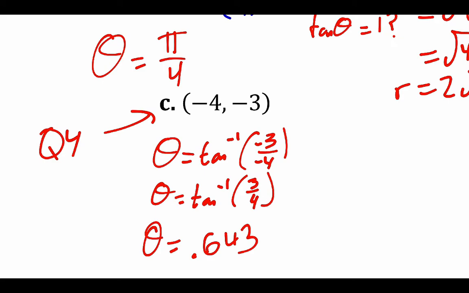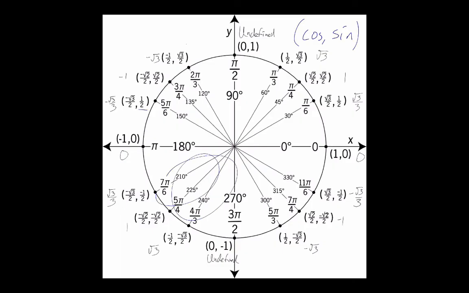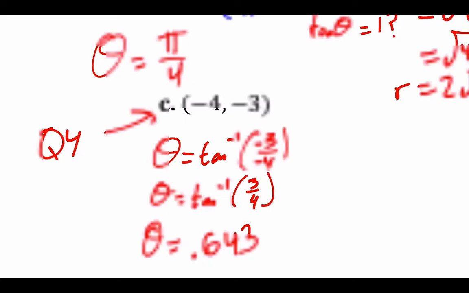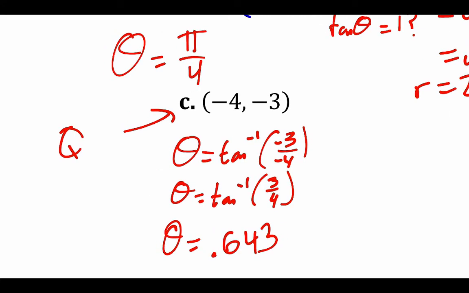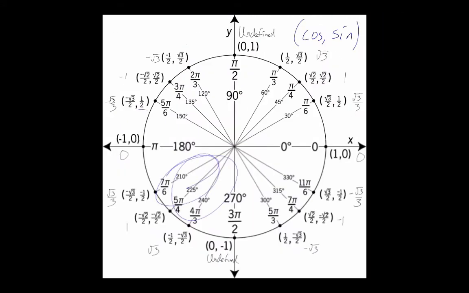0.643. Now I want to go back to the unit circle. Again, (-4, -3), that's in this quadrant here, quadrant 3. Oh my goodness, I misspoke earlier. I don't feel like remaking this whole video. So, quadrant 3, my apologies. But we're in quadrant 3. That's down here.